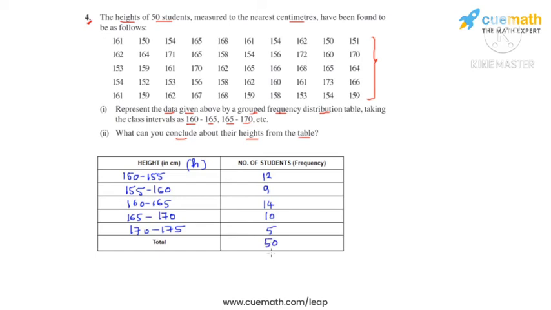Now, the conclusions that can be drawn from this table are that a majority of 70%, which means 35 students, have their heights less than 165 centimeters. So this is one of the conclusions that we can make. The second conclusion can be that 10% of the students, that is 5 students, have their heights equal to or greater than 170 centimeters. So this is how we solve this question.